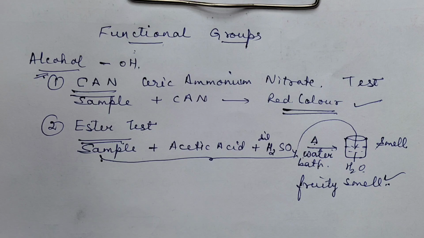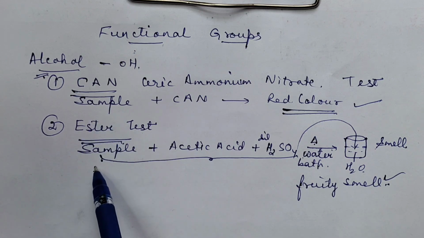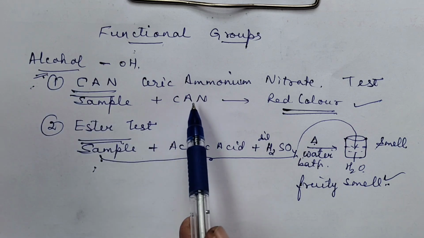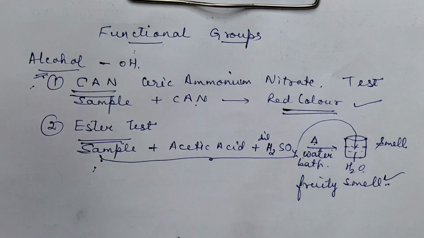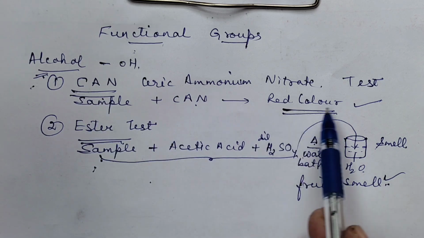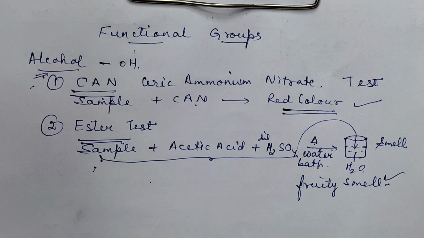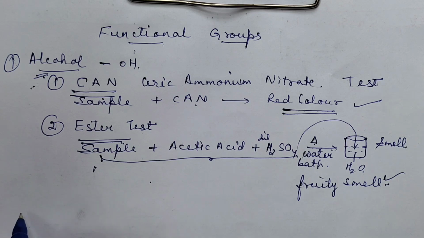Right. Suppose alcohol is not there. You will have to write down a negative test. You can write one negative test. Then you needn't write both the tests. You can just write sample plus CAN, then no characteristic color obtained, alcohol is absent. If you are getting alcohol, you will write down both the tests. If you are not getting alcohol, you will write down the CAN test, no color obtained, alcohol absent. Okay, then the second functional group, this was the first one. You are always going to start with alcohol.